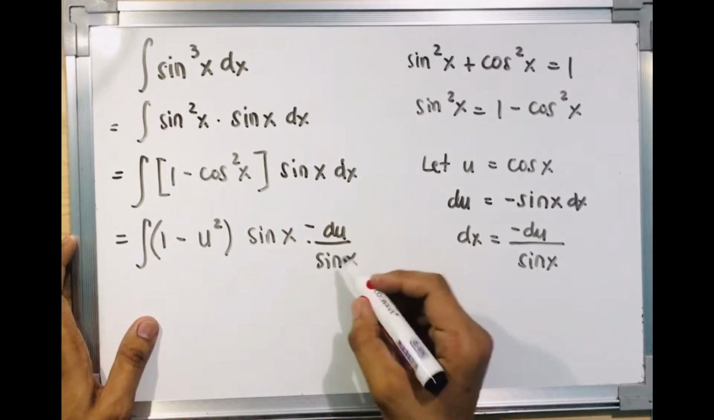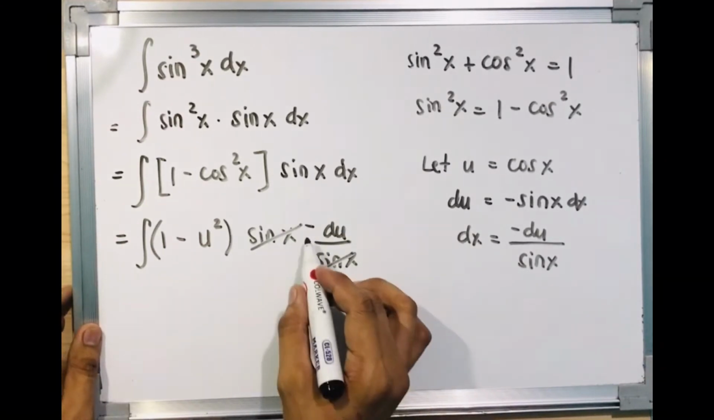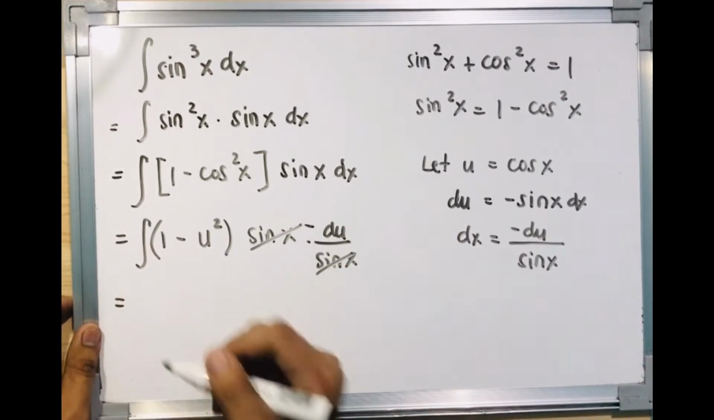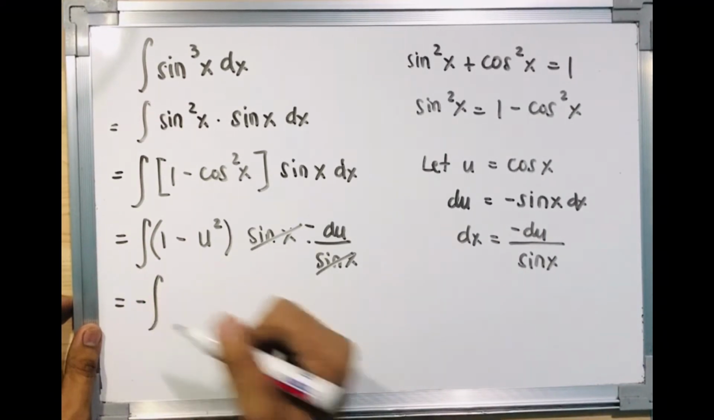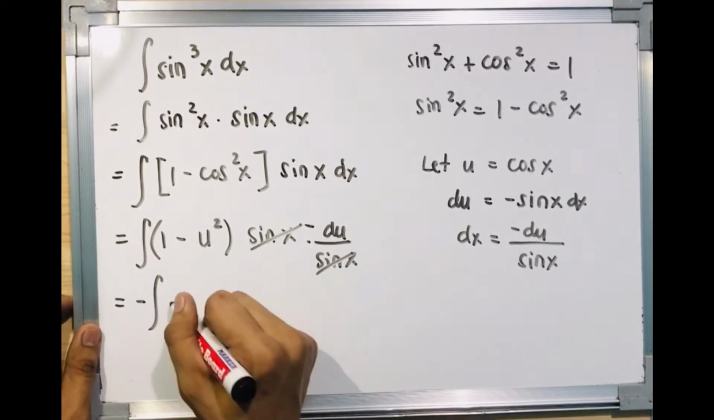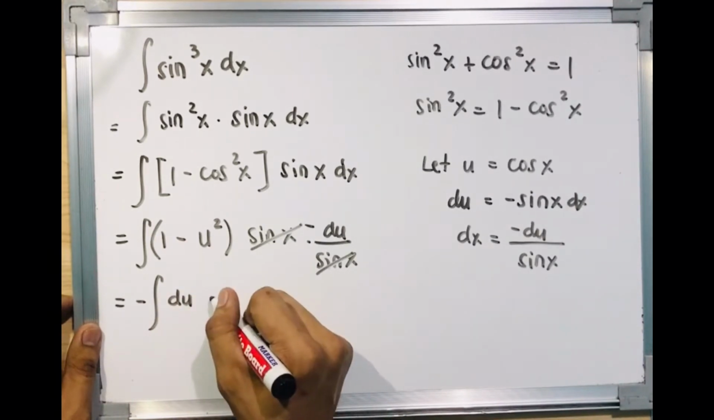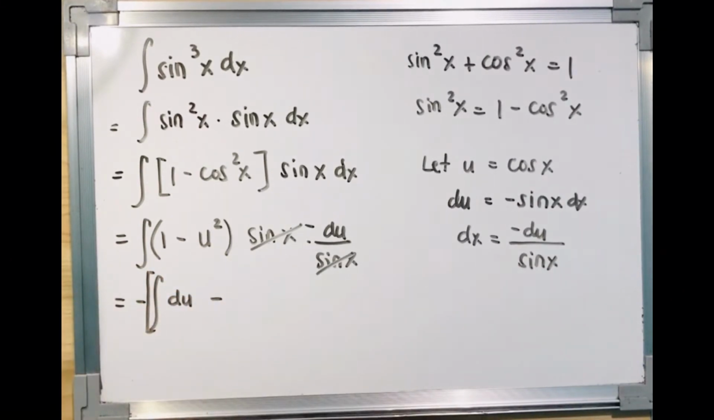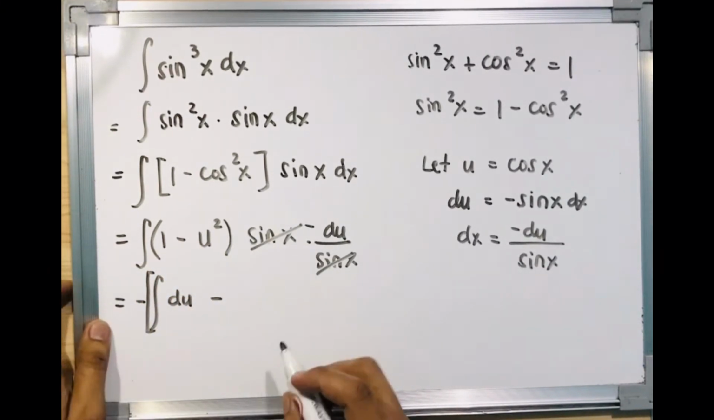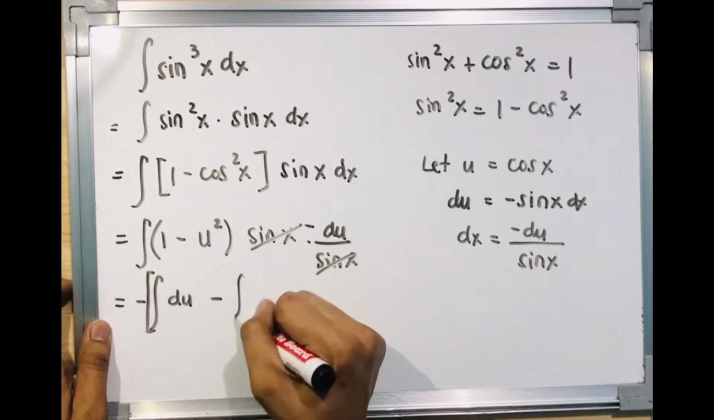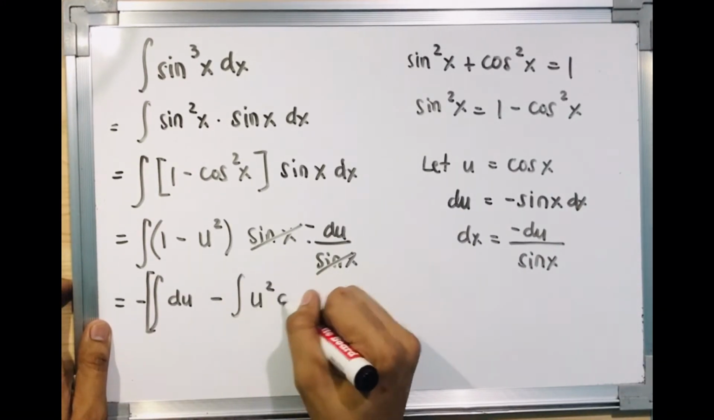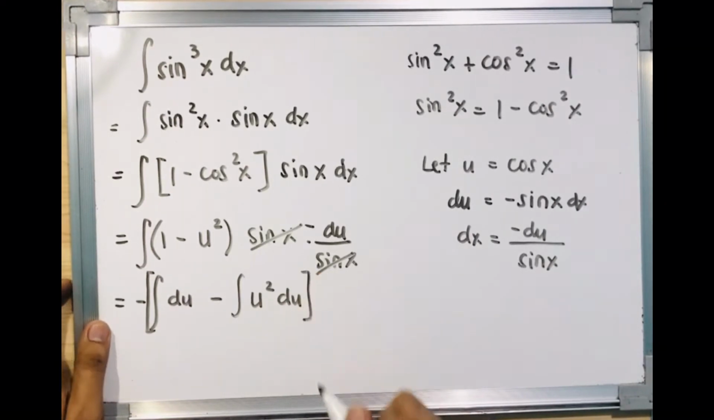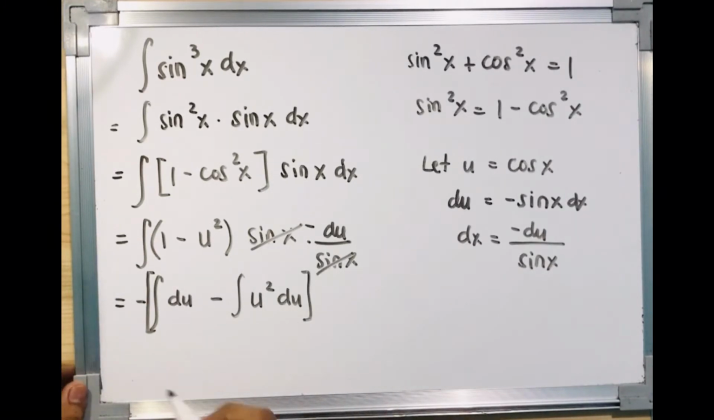At dito makakancel out ang ating sine of x. And kung mapapansin natin, may negative tayo. Ilabas natin yung negative sign na yon sa ating integral. At mag-i-integrate na tayo ng du minus, okay, ilagay natin sa bracket para hindi natin makalimutan na meron palang negative sign sa labas. Okay, so we still have the integral of u squared du. Okay? At napakadali na lang nito kasi basic na lang na integration. Wala tayong trigonometric function sa pag-integrate dito.